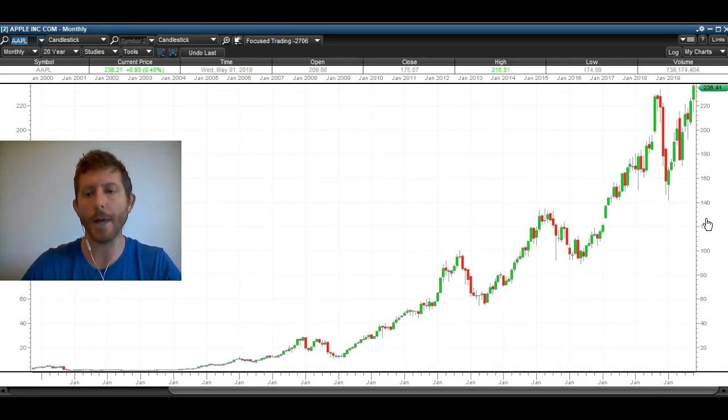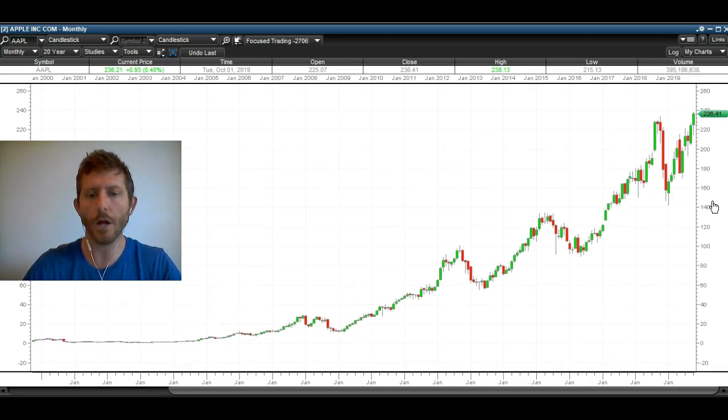All right. So Apple here. What we have here is a very clean structure. You can see it looks a little bit different than Google, but very similar nonetheless. Okay, so I'm going to show you other times where we've had similar setups.